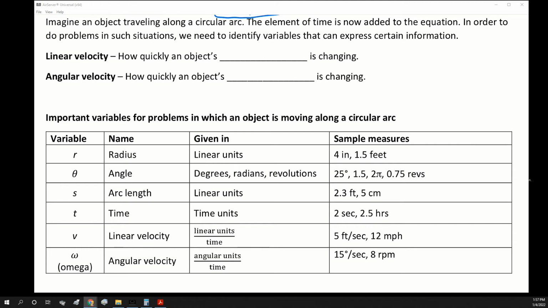So linear velocity is a type of velocity that you're probably used to, which is how quickly an object's position is changing. All right. And then angular velocity is how quickly an object's angle is changing.